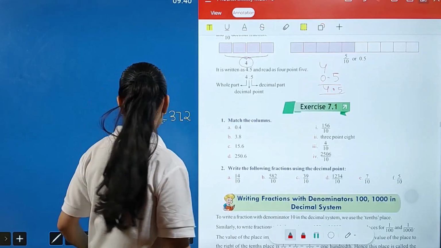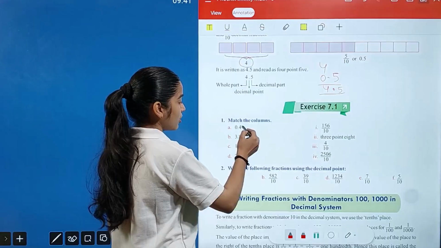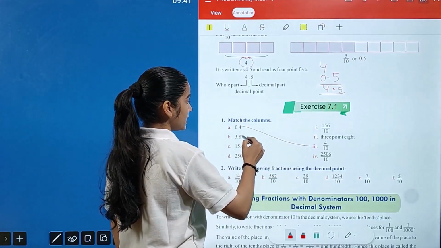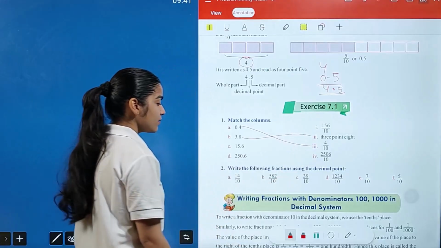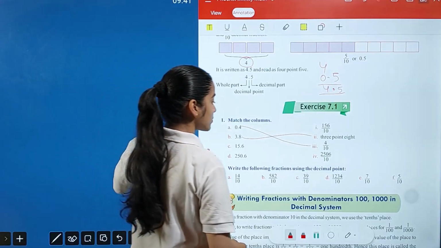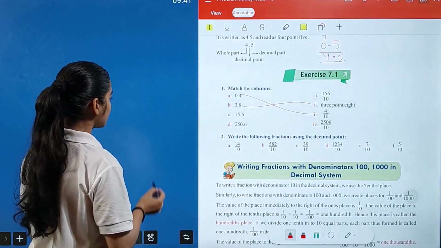Now we have our exercise 7.1. Match the column. So we have matched the column. 0.4 is 4 upon 10. 3.8 is this. In the same way you can match the remaining two. Now write the following fractions using the decimal point. So we have to write the following fractions using the decimal point.